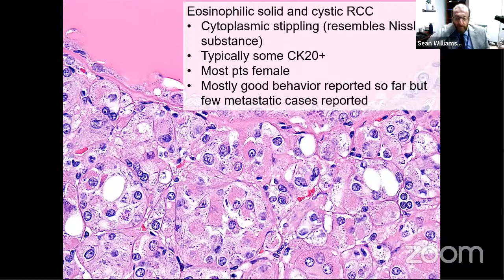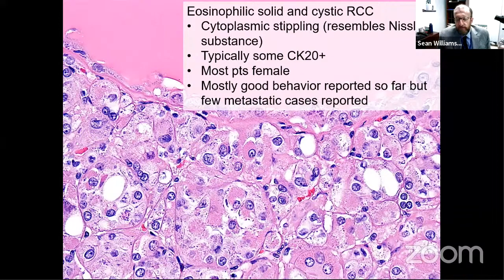So here's a high magnification showing some of the features that I think are helpful for recognizing this entity. They have this unusual finding of cytoplasmic stippling, or this sort of basophilic material in the cytoplasm. To me, that resembles Nissl substance, although if you look at some of the original manuscripts, one proposal was that it was reminiscent of leishmaniasis. So whatever you are more comfortable with seeing in practice, it's sort of this unusual basophilic stippling in the cytoplasm of cells is one clue to the recognition of this entity.